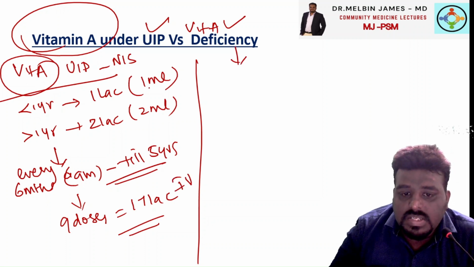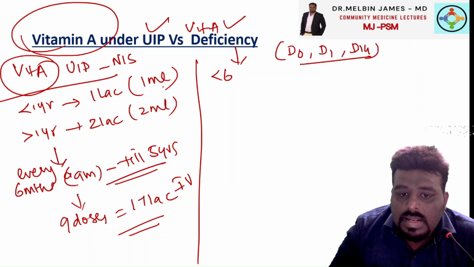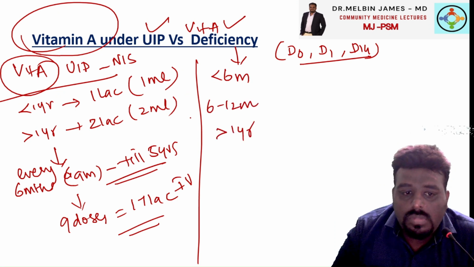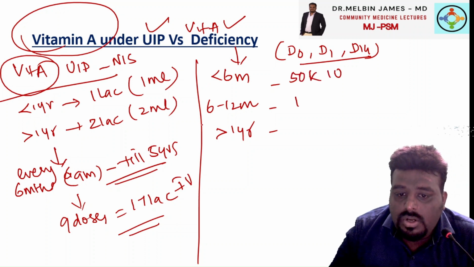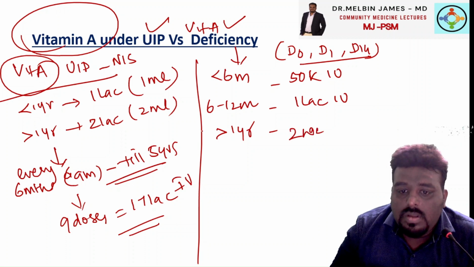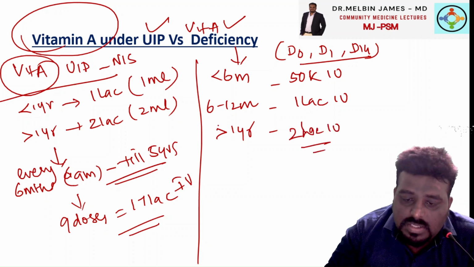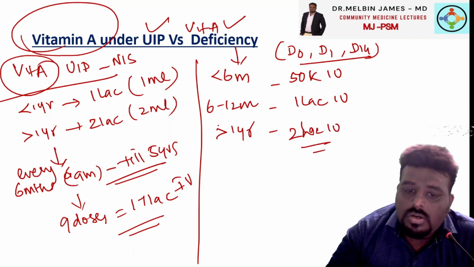Coming under vitamin A deficiency. Vitamin A deficiency treatment is given on day 0, day 1 and day 14. Less than 6 months, 6 to 12 months, and more than 1 year. We'll give 50,000 international units, 1 lakh international units, and 2 lakh international units. 1 lakh is 1 ml, 2 lakh is 2 ml.